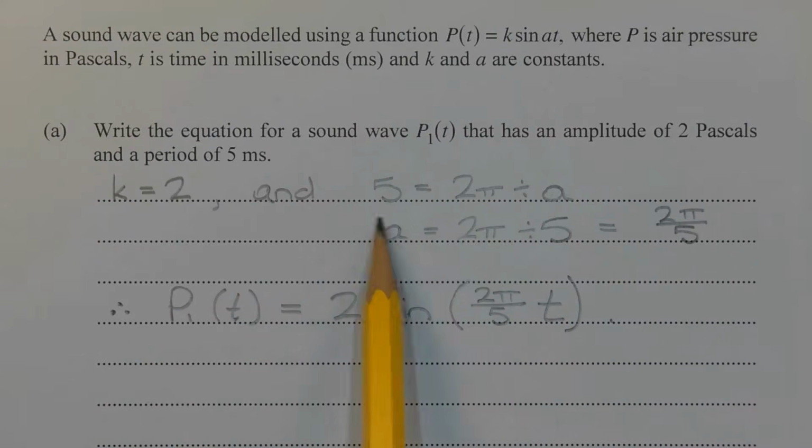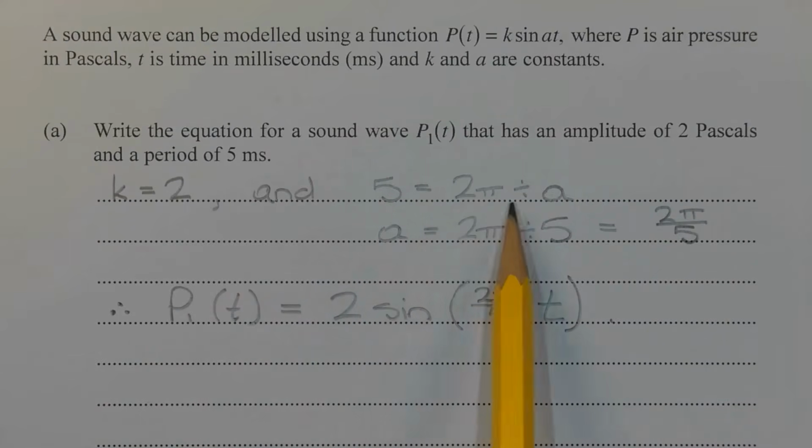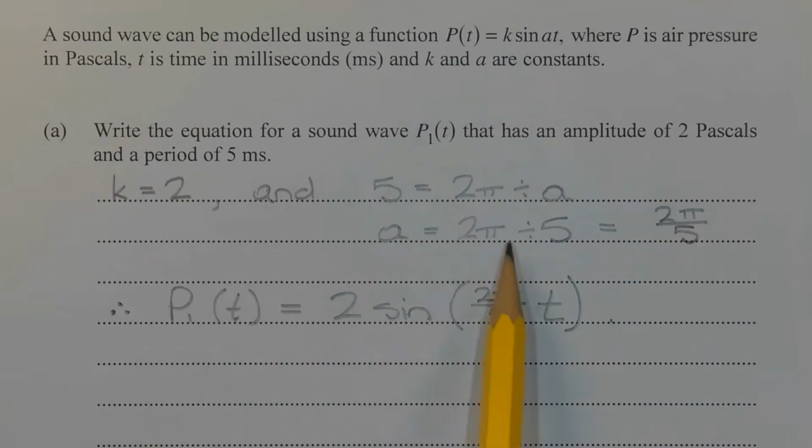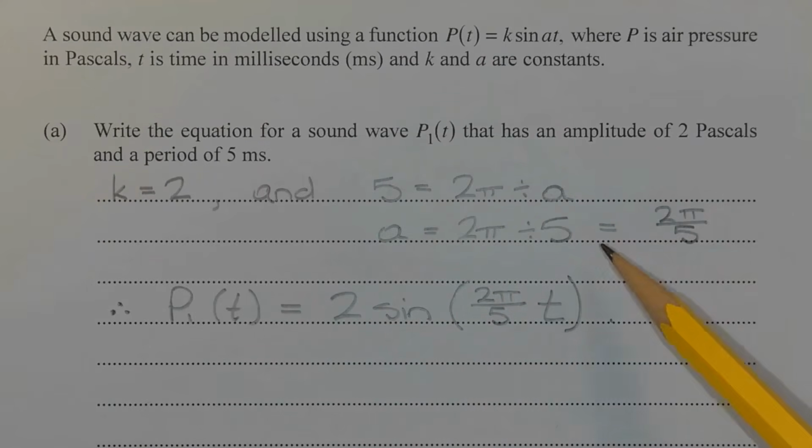So period 5 is equal to 2 pi divided by a. Rearranging this equation to make a the subject, we get a is equal to 2 pi divided by 5, which can be written as 2 pi over 5. Therefore, P1 of t is equal to 2 times sine of 2 pi over 5 times t.